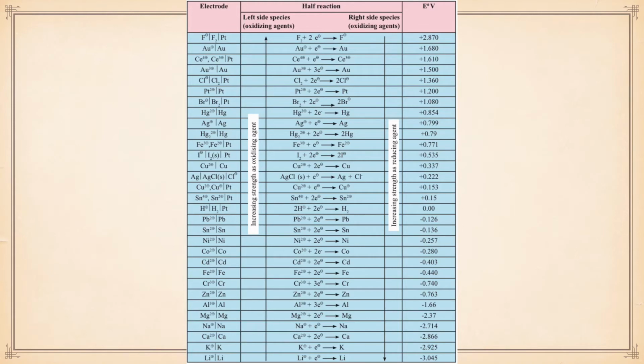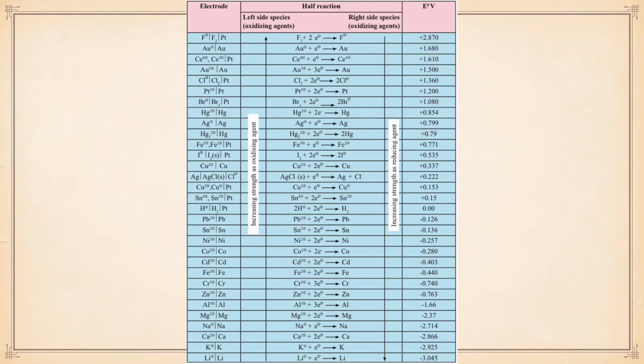You can see any of the examples, like the first one, F2 plus 2 electrons going to F minus. So F2 is in the 0 oxidation state and F minus is in the -1. So 0 to -1 decrease in the oxidation state, so it is reduction. And the last column, E0 values. The reduction potentials of the electrodes are given in the last column. As you can see the values, it is in the order of decreasing standard potentials.